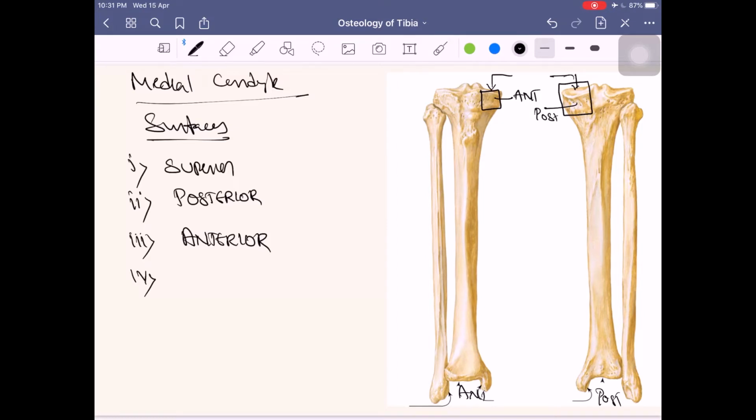You have superior, anterior, posterior, and one more, which is the medial surface. Medial will be the one which is hidden here, so there is one surface on this side. That is the medial surface. In the app I will show you all these surfaces by rotating the bone. So you have superior on the top, anterior and posterior in the front and the back, and medial on the medial aspect of the bone. These are the 4 surfaces. One by one we'll see all the surfaces in detail. So first let us talk about the medial condyle superior surface.